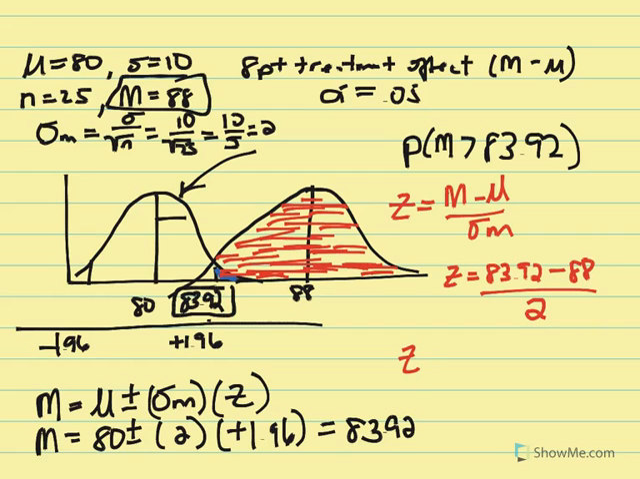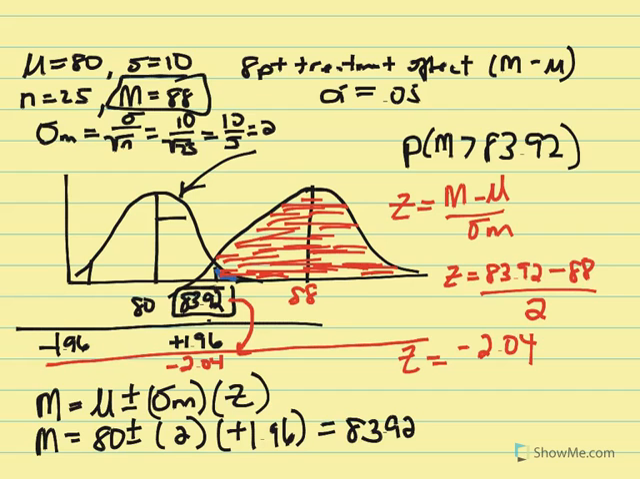In your calculator, take 83.92 minus 88, divide by 2, and we should get a negative value, negative 2.04. And what have we just done? We've converted this value into a z value as it relates to the new distribution. Just to make things a little easier to remember, I'm going to put that in red.